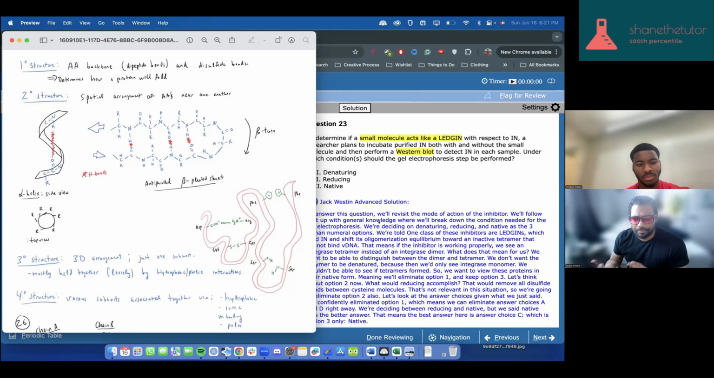Tertiary structure has a variety of things. We get electrostatic interactions here, disulfide bonds here, hydrogen bonding between the R groups here, but it's predominantly hydrophobic interactions that determine tertiary structure. Quaternary structure is just if you have more than one subunit. Essentially, denaturing would break apart the secondary and tertiary structure, and reducing would break apart disulfide bonds. Native would just keep it the way it is.